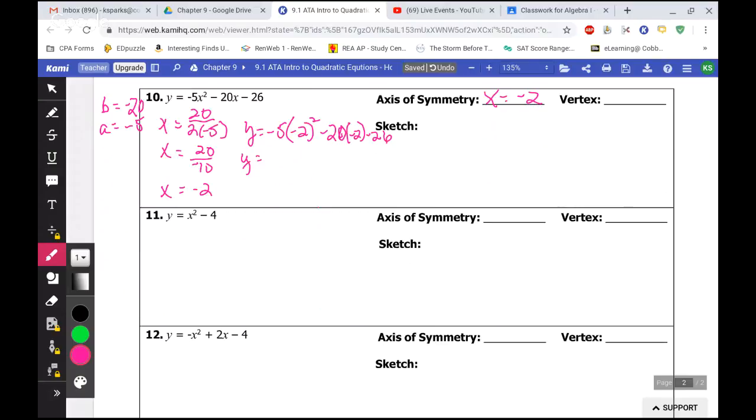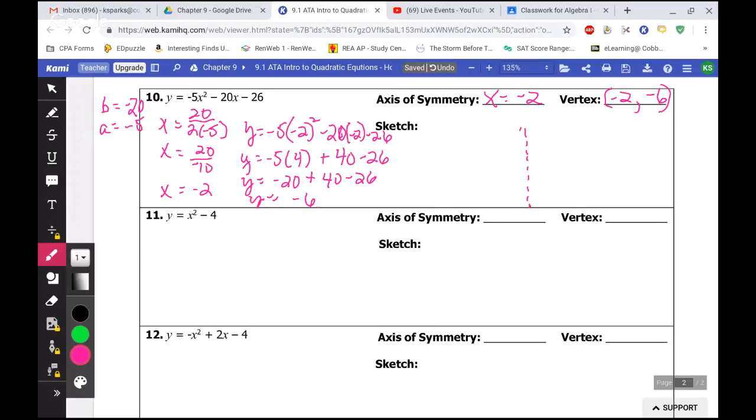Okay, so I have y equals negative 5 times negative 2 squared, which is 4. And now I have a negative 20 times a negative 2. That's going to be a positive 40 minus 26. And then negative 5 times 4 is negative 20 plus 40 minus 26. Y equals negative 20 plus 40 is 20. And 20 minus 26 is negative 6. So my vertex is negative 2, negative 6.